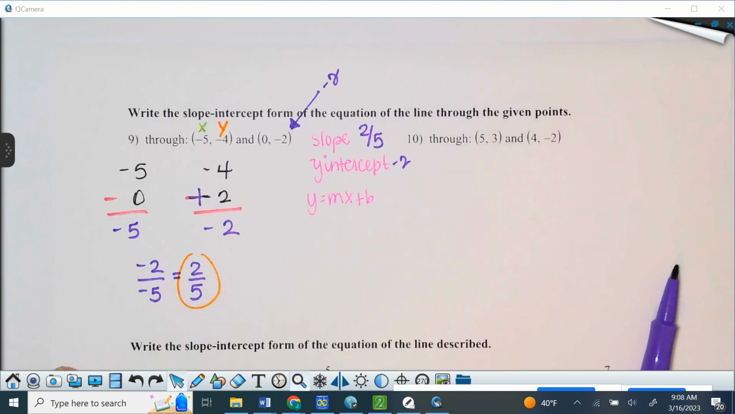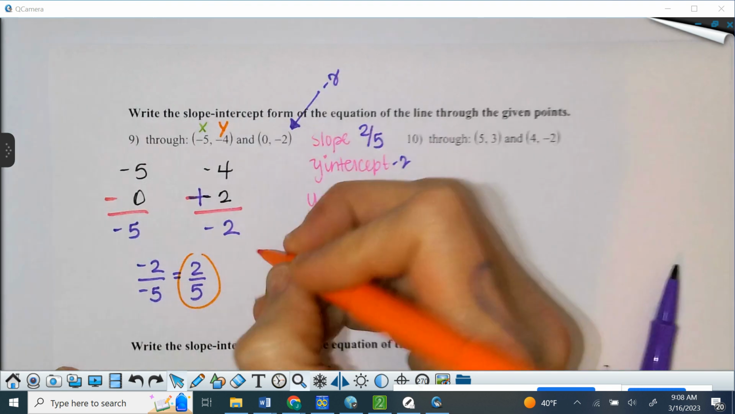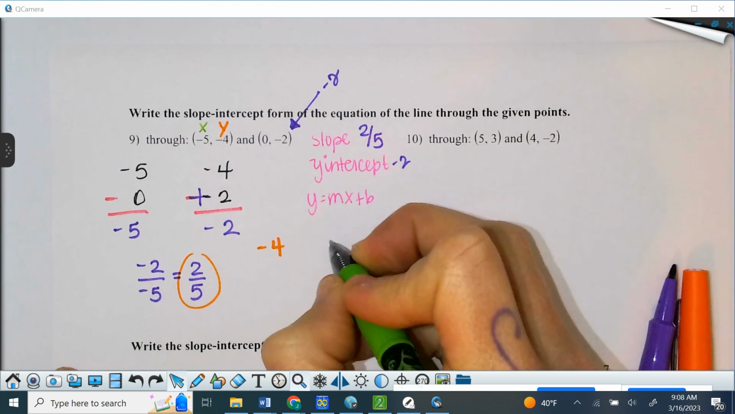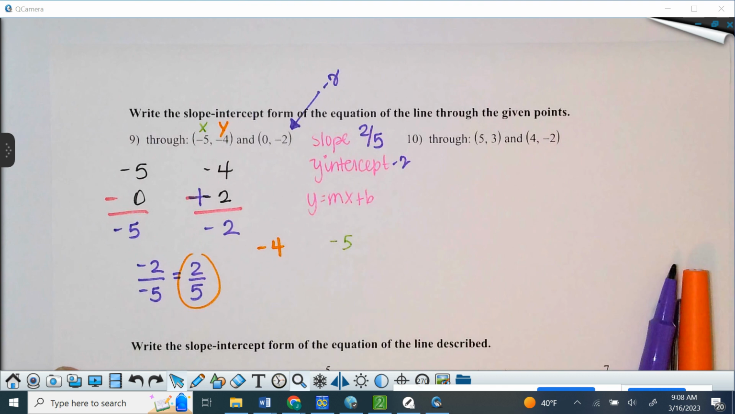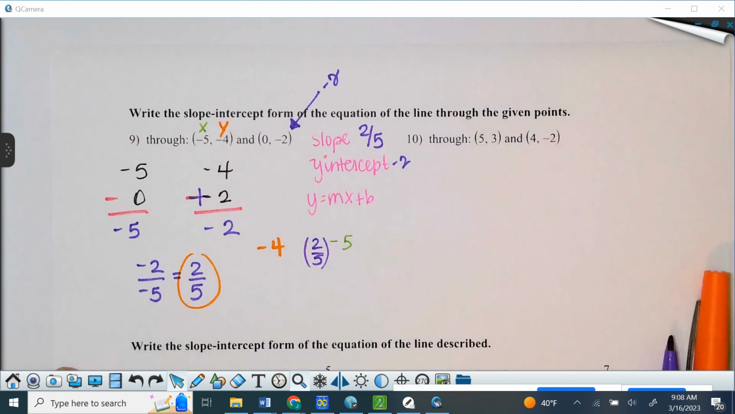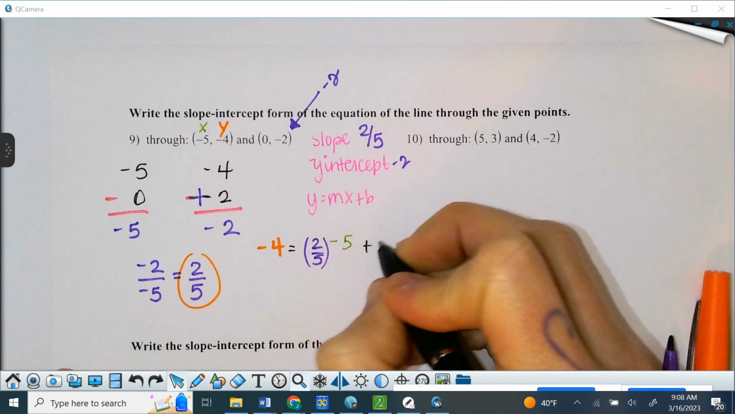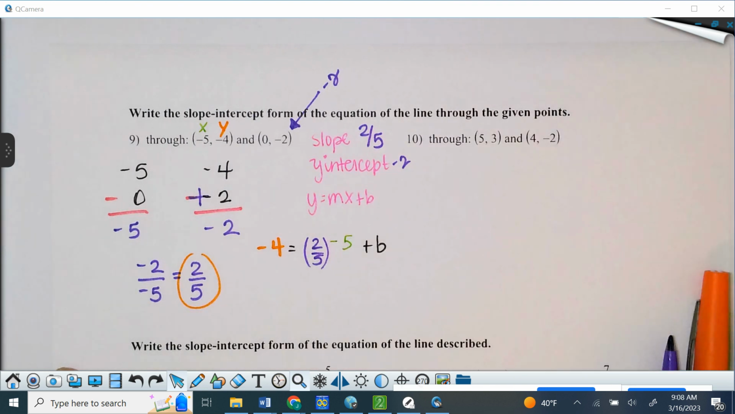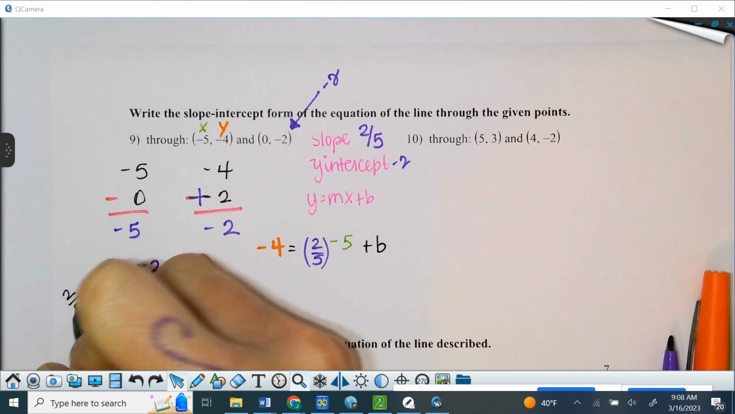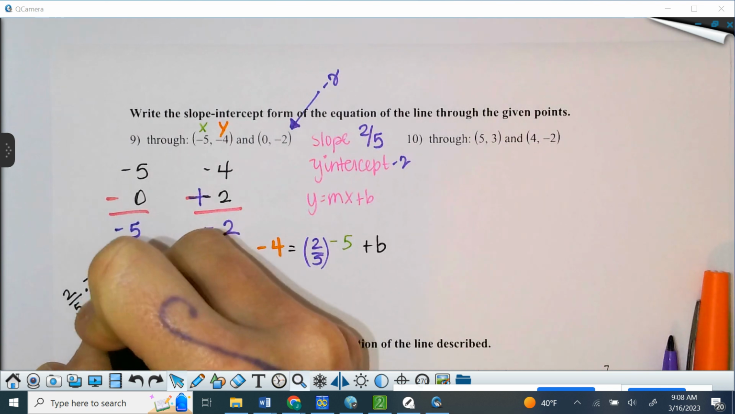So our y is going to be -4. Our x is going to be -5. Our slope is 2 over 5. And then we're going to solve for b. So again, 2 over 5, when we're multiplying fractions, let's see if I'm still, yep. 2 over 5 times a -5, which is over 1.